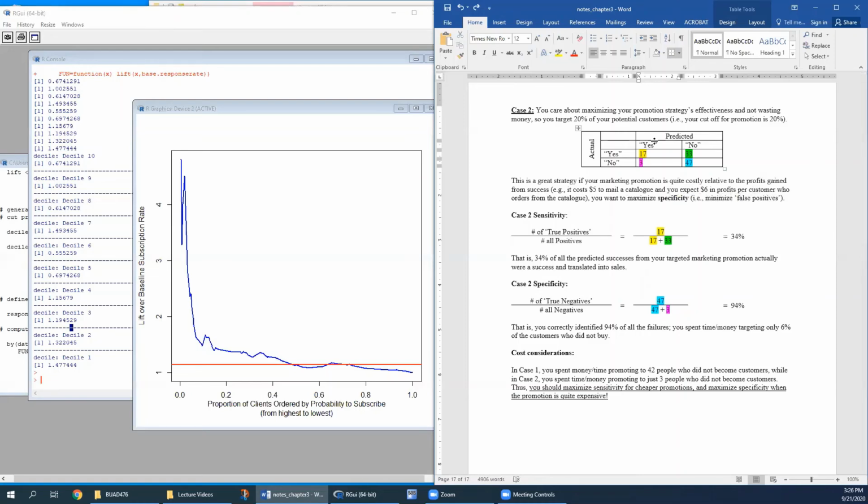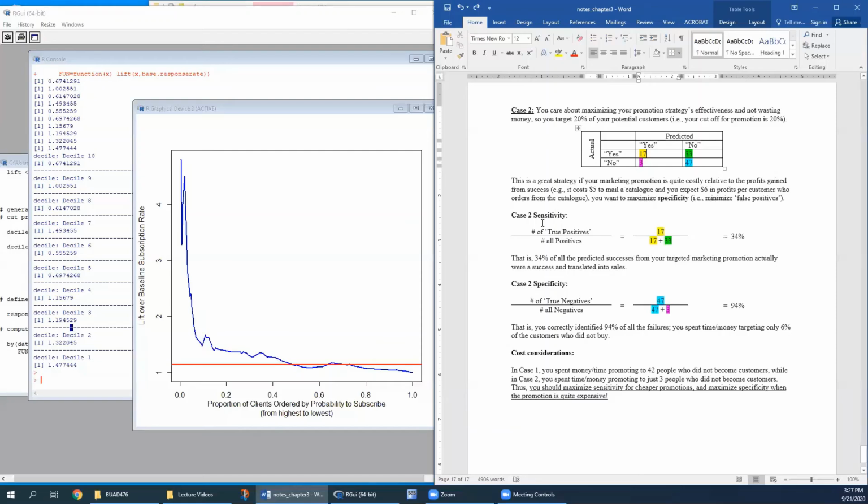So this is a great strategy if the promotion is really costly. Maybe mailing a catalog is obviously more costly than sending an email. So we want to really make sure we only reach out to and do the promotion for people we're pretty sure will say yes, because we want to minimize wasting money on people who ultimately say no. So if this is the case, we want to maximize specificity.